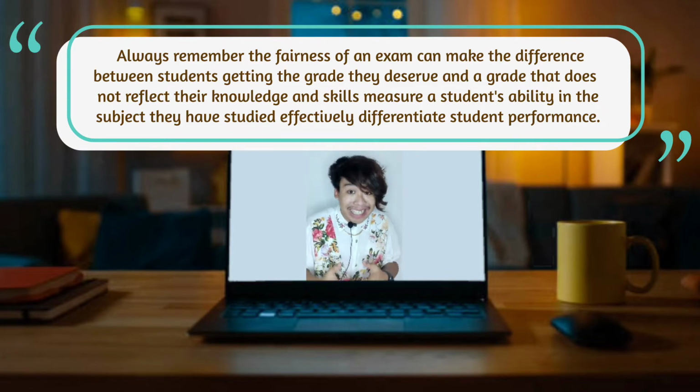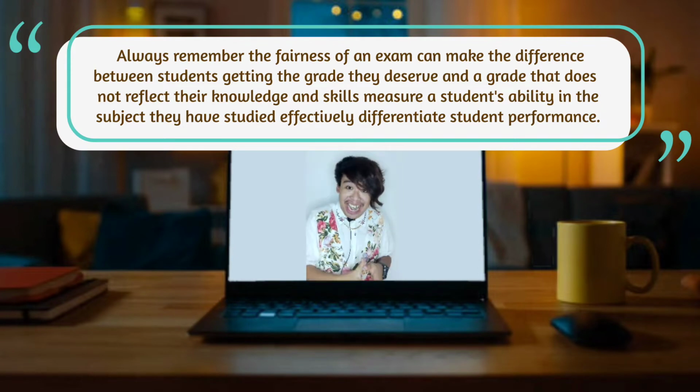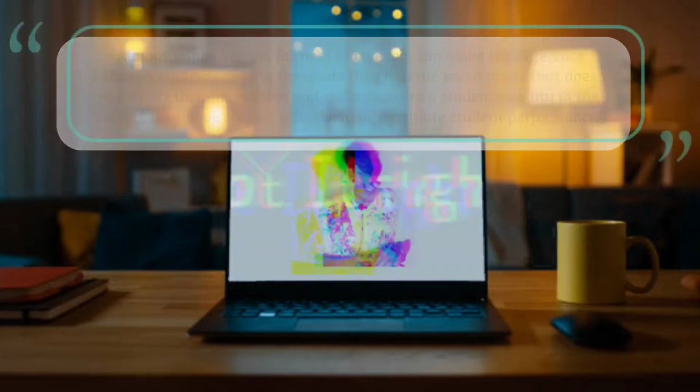Measure a student's ability in the subject they have studied. Effectively differentiate student performance.